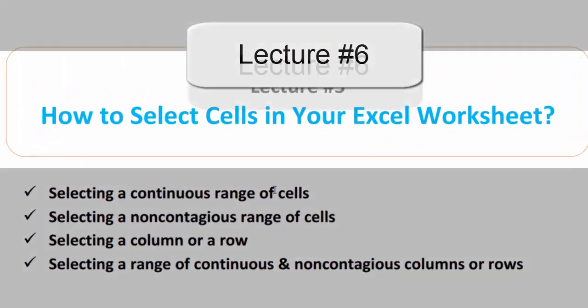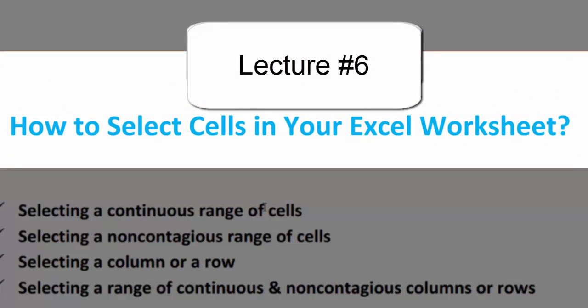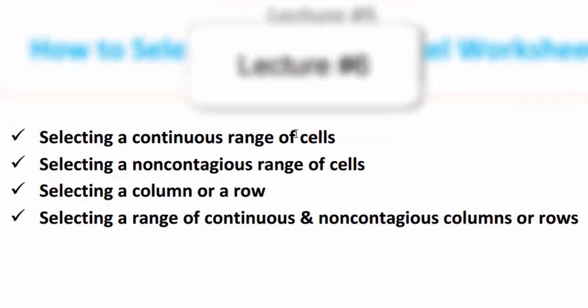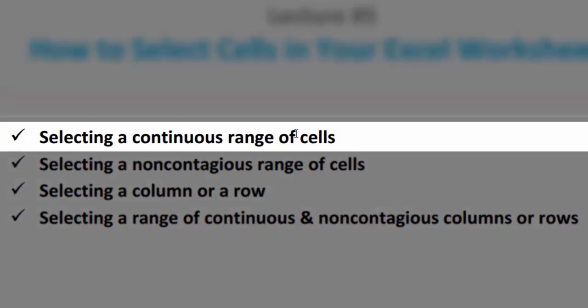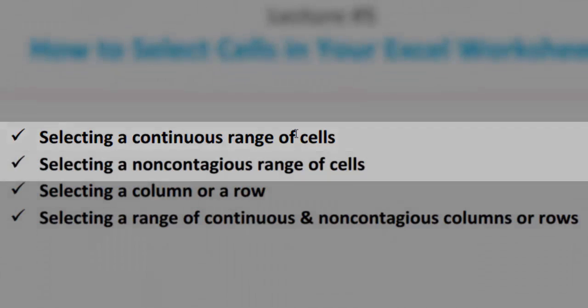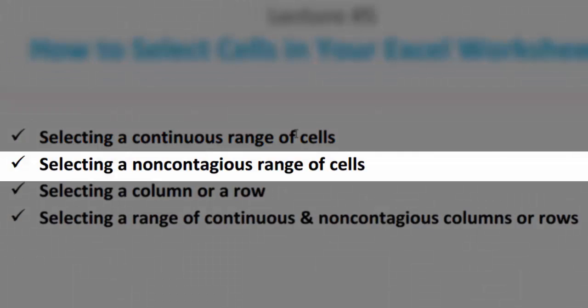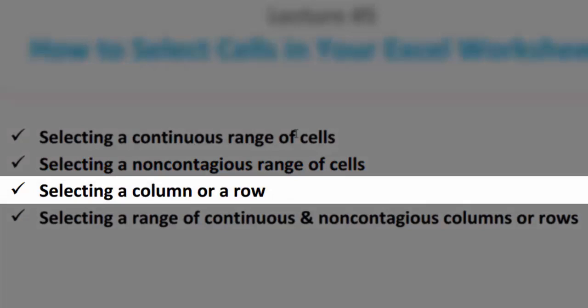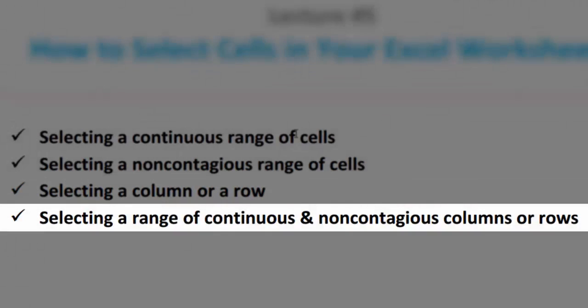Welcome to this lecture, which is how to select cells in your Excel worksheet. In this lecture, you will learn how you can select a continuous range of cells in your worksheet. You will also learn how you can select a non-contiguous range of cells. And then we'll talk about selecting a column or a row. And finally, you'll see how you can select a range of continuous and non-contiguous columns or rows.